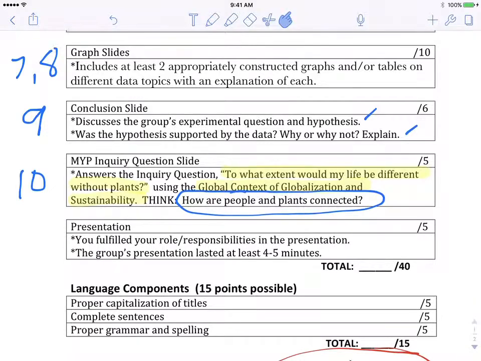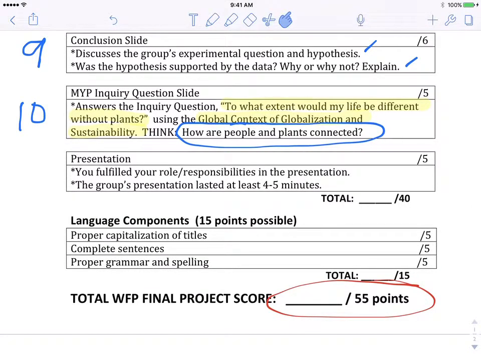And then moving on, the next part of the rubric is your presentation. We want to make sure that you yourself did your role and fulfilled all your responsibilities in the presentation. Meaning, did you do the slides you were responsible for during the verbal presentation? Did you actually speak and do your part to make the presentation a complete success? And then last but not least here, did your presentation as a group last at least 4 to 5 minutes? That gives us a total of 40 points for that part of the project and the presentation.